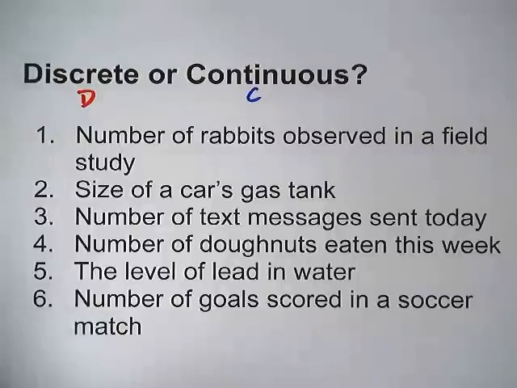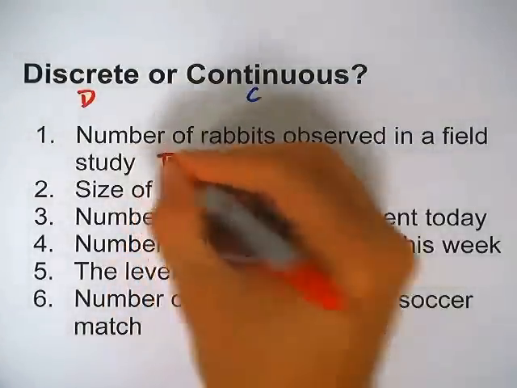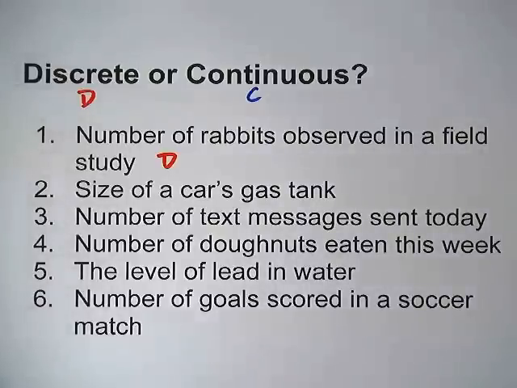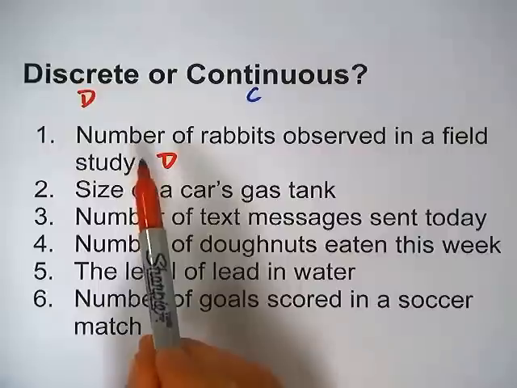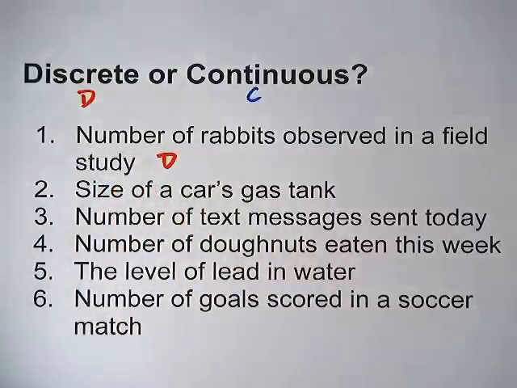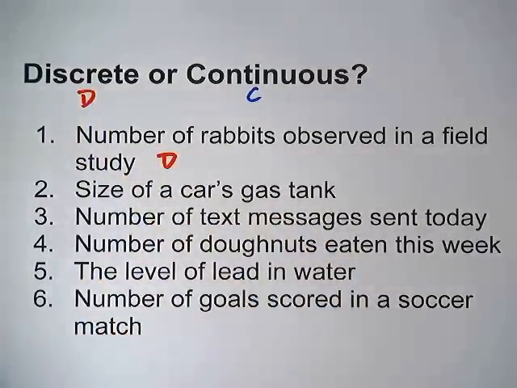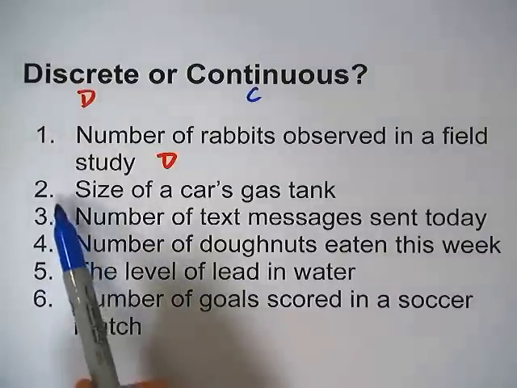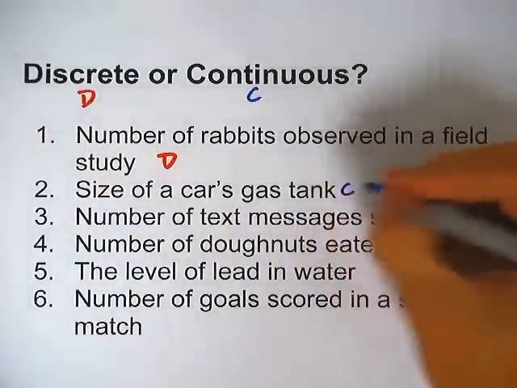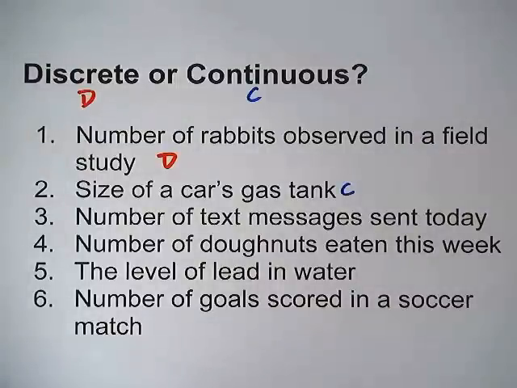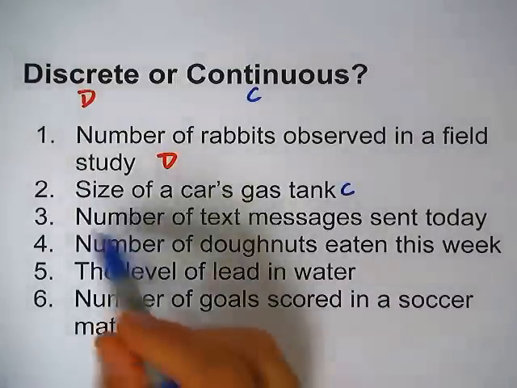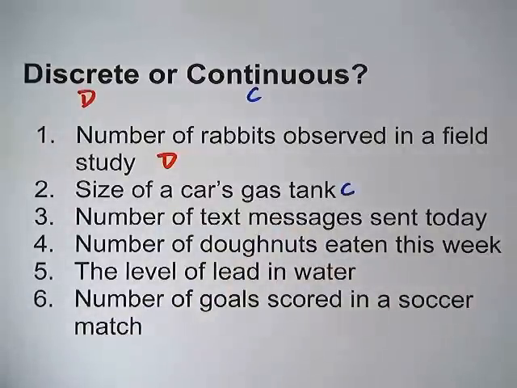For number 1, I would say the number of rabbits would be discrete. We can't have 3.5 rabbits observed in a field study. You can really only have positive integer values for number of rabbits. So that one's discrete. Number 2, size of a car's gas tank. Are there gaps between possible values, or can we measure it as finely as practical? For size of a car's gas tank, we can measure that as accurately as our measuring device allows us to. We'd figure out the volume, and that would be a continuous variable.